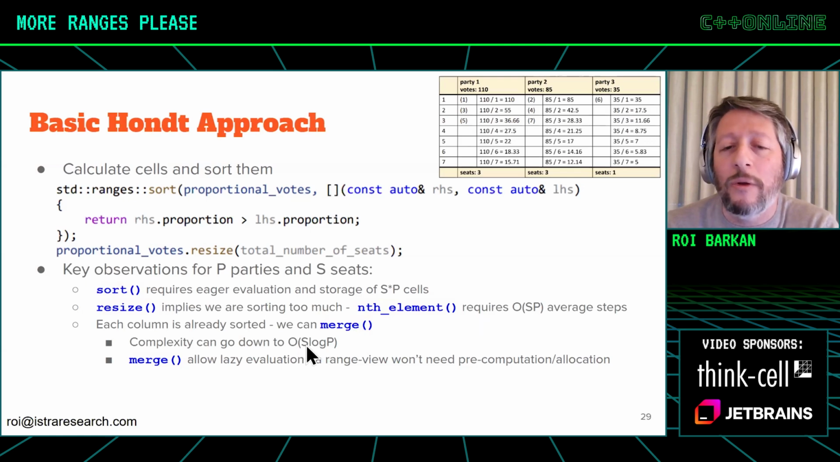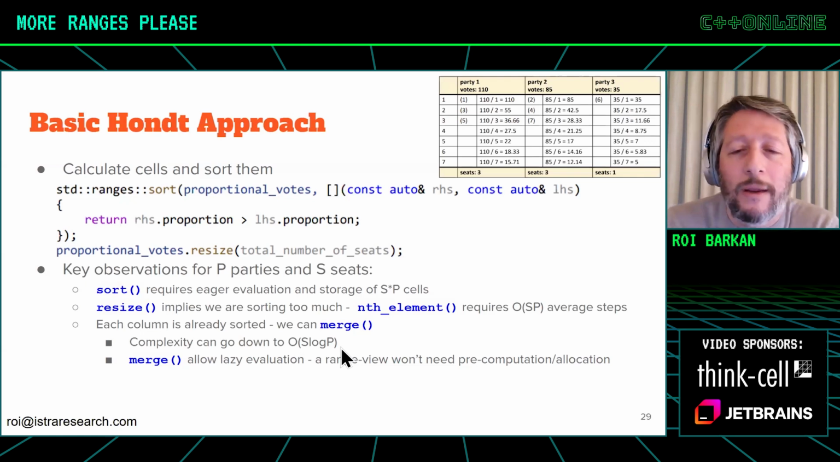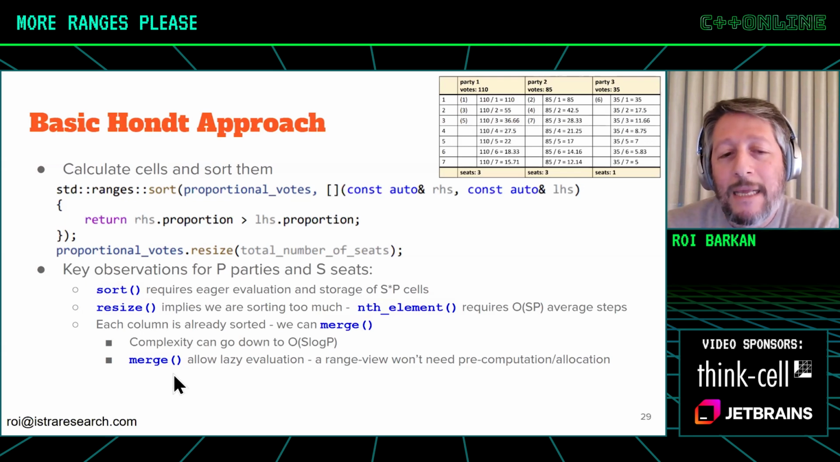And if people recall from a bachelor's degree in computer science, this is something that's typically done using a heap or a priority queue data structure. And an extra point that I thought about is that this merge operation is lazy in nature.